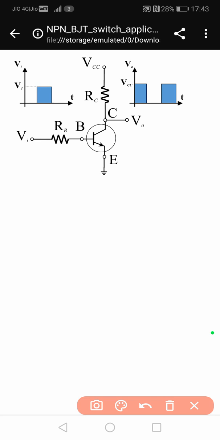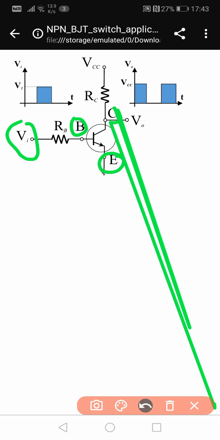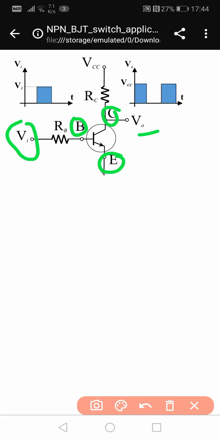So as you can see, this is a BJT circuit that can be used in digital logic as a switch. Basically, you are using an NPN transistor. The direction of the arrow indicates the current flows from collector to the emitter when the transistor is switched on. You have an input signal to the base pin of the transistor. The emitter is connected to the ground, and from the collector pin you are taking an output VO.